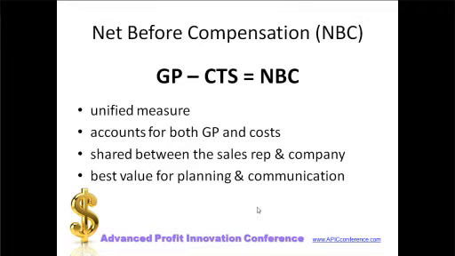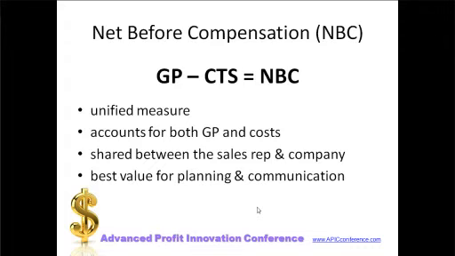Net before compensation, or NBC, is the best measure for running a business. It's a good unified measure, and the reason why it's much, much better than using gross margin as a measure is because it takes the costs of operating the business into account. And so you can increase NBC by either increasing gross profit, by increasing volume and margin, or you can increase it by reducing cost to serve. And one method isn't any better than another method, as long as they translate into commensurate dollars. And so the NBC is a good way of looking at that.